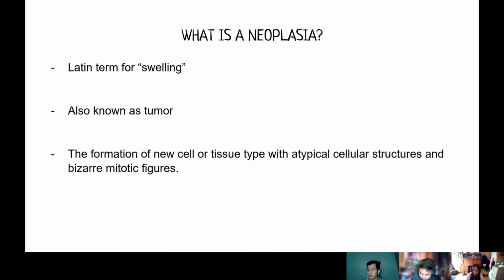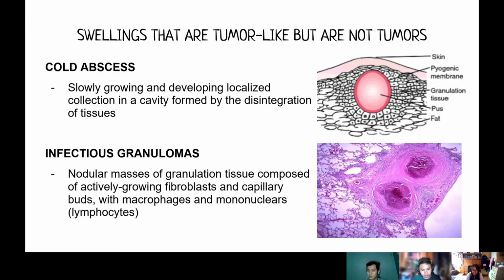Okay. So for the fifth and last topic in our discussion is neoplasia. So what is a neoplasia? A neoplasia is a Latin term for swelling. It is also known as a tumor. It is the formation of new cell or tissue type with atypical cellular structures and bizarre mitotic figures. Take in mind that all tumors are swelling, but not all swellings are tumors. So there are swellings that are tumor-like but are not tumors.